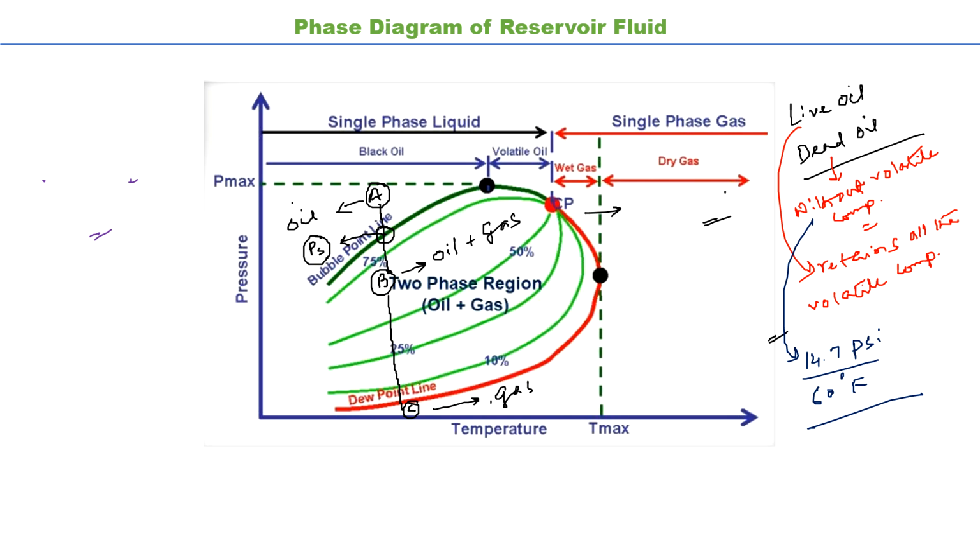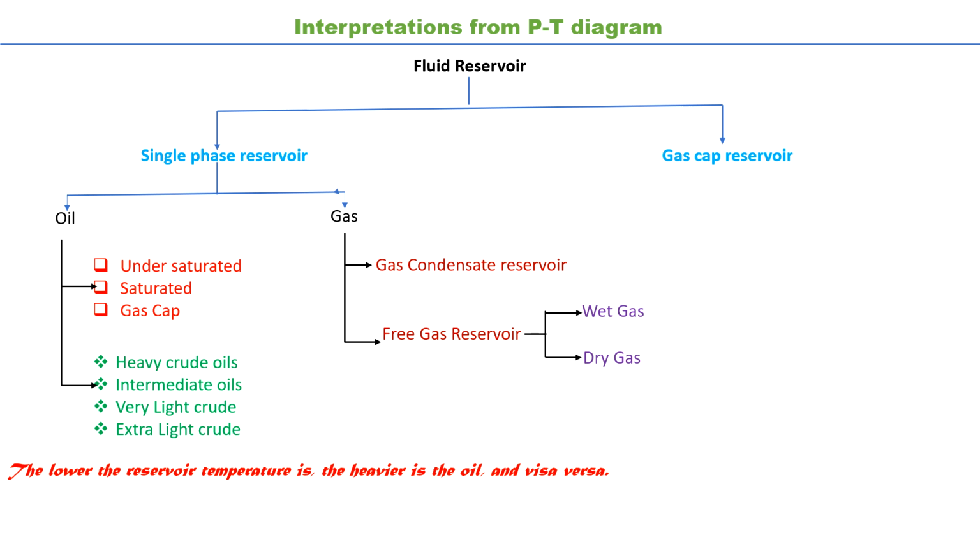Whenever we are releasing gas, that means we are moving from a live oil to a dead oil situation. So this is the complete scenario of the PT diagram of a reservoir fluid. So we'll conclude here. In the next video, I will explain what kind of interpretation we can make from a PT diagram. Okay, so thank you.